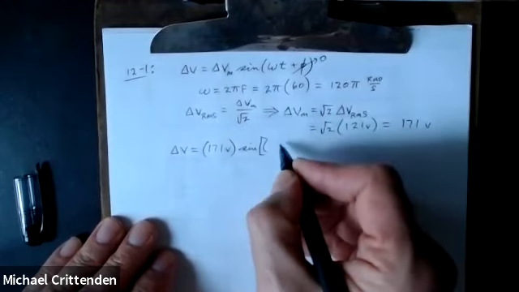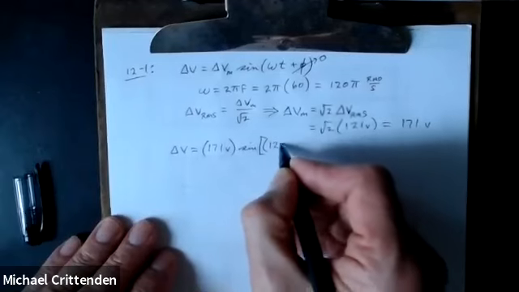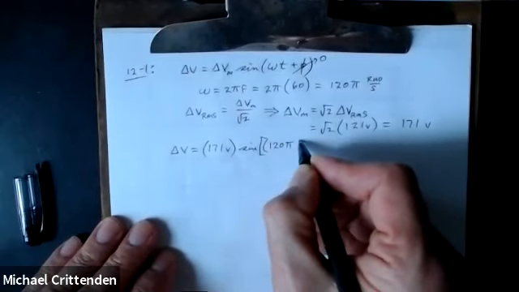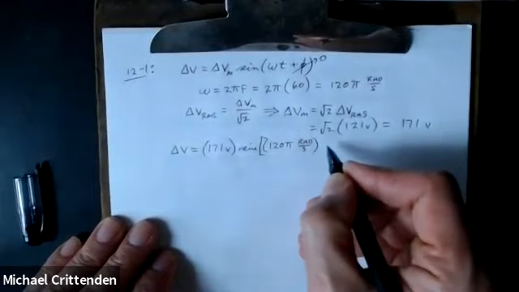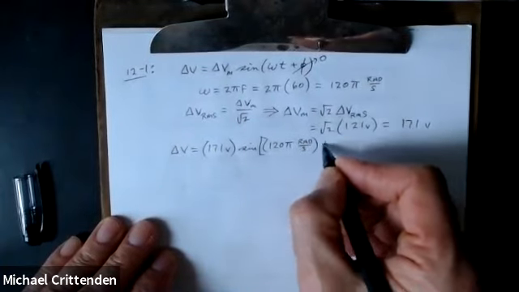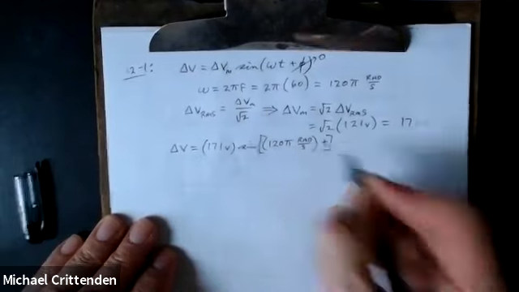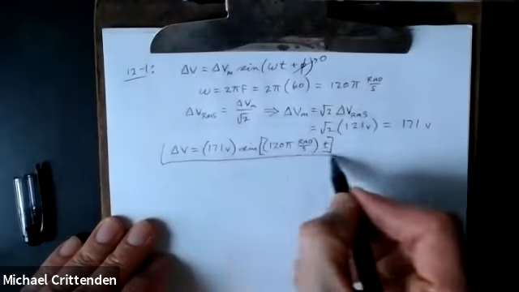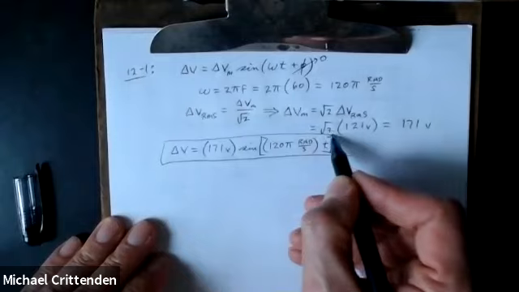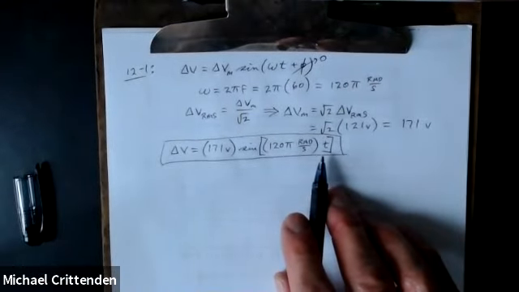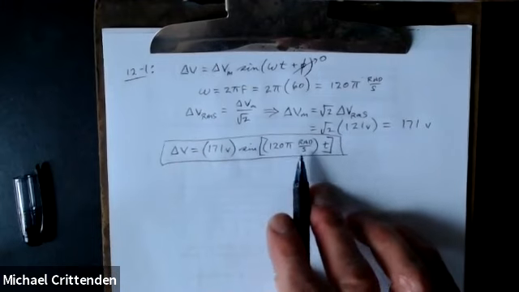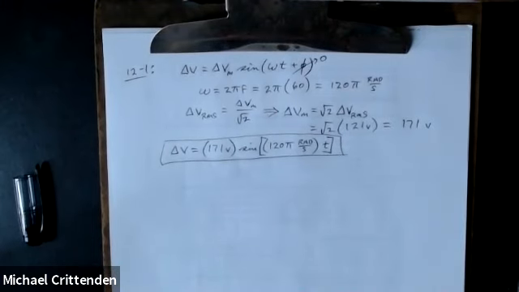And the frequency is in radians per second. So that means the time has to be in seconds, and after you've multiplied, the calculator has to be in radian mode.